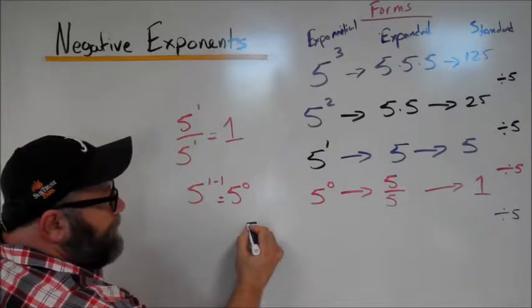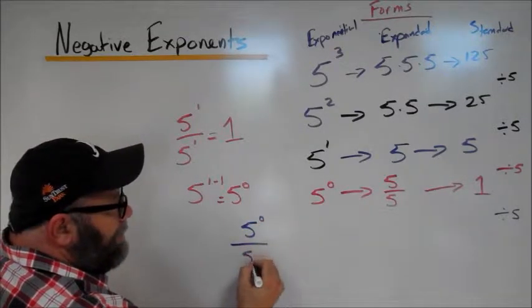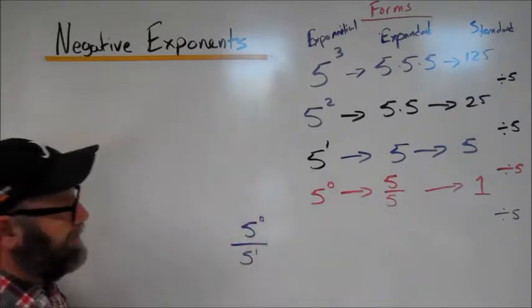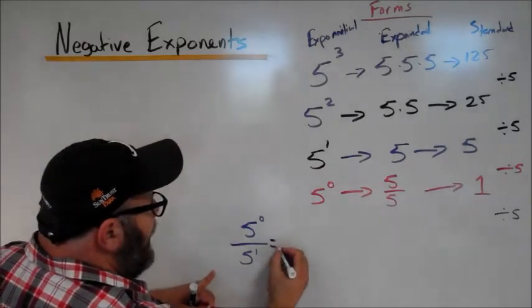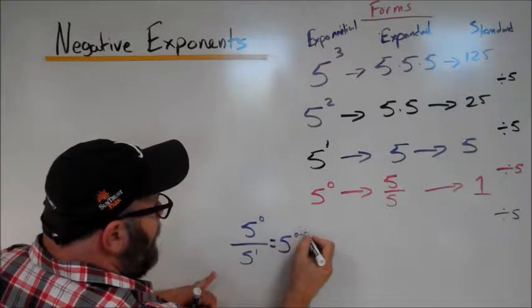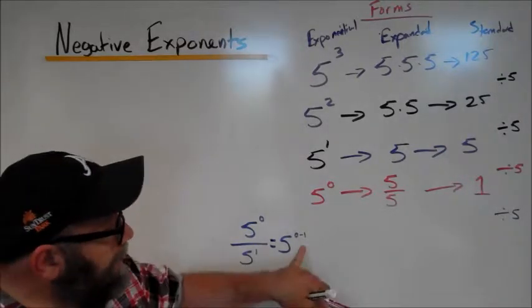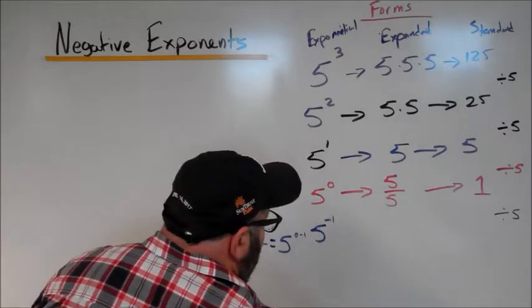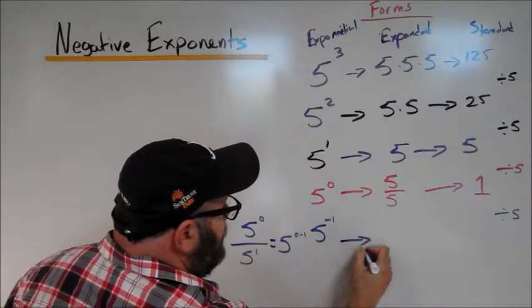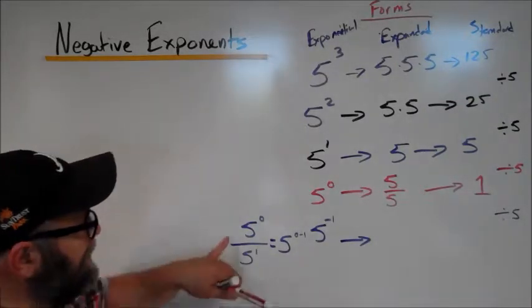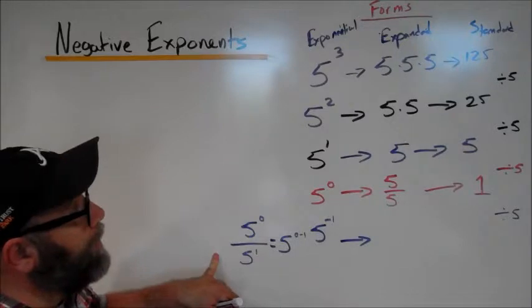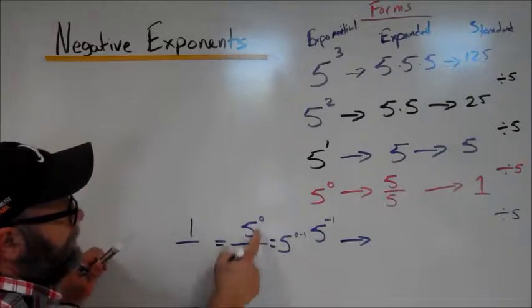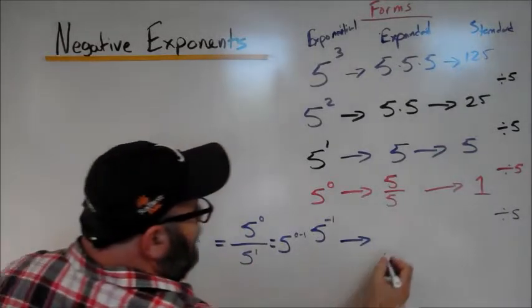Okay, so now I've got 5 to the 0 divided by 5 to the first. Now 5 to the 0 divided by 5 to the first rewrites as 5, 0 minus 1. 0 minus 1 is negative 1, which means our next step down is 5 to the negative first. Now here's the twist. Let's rewrite this in expanded form, which should look like 5 to the 0 is worth 1. 5 to the first is worth 5. Now we're here.